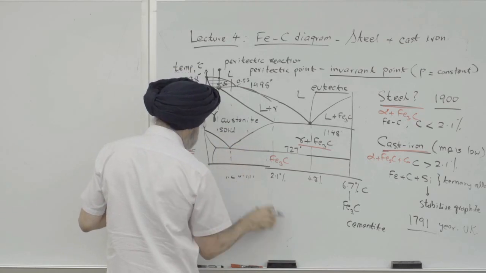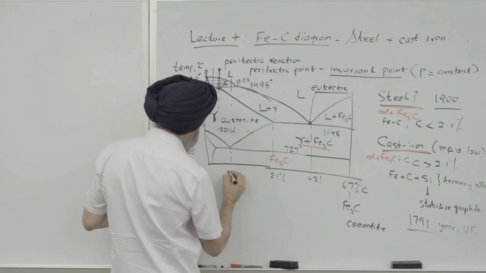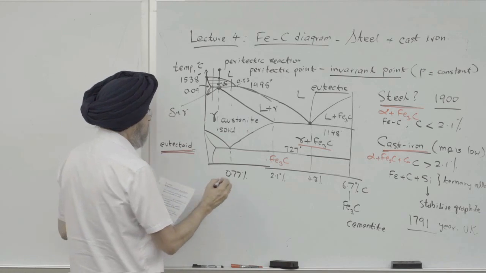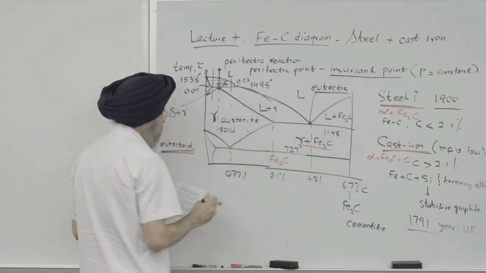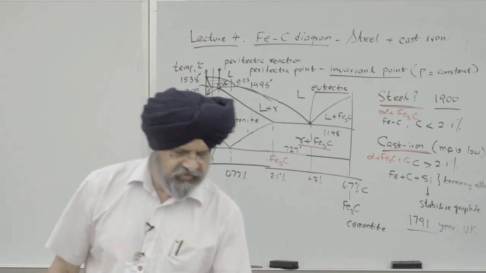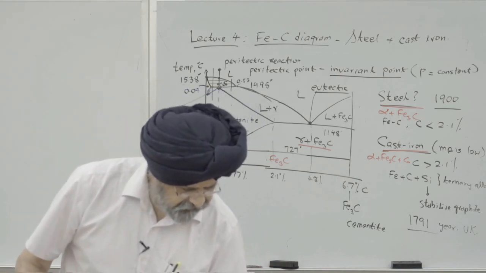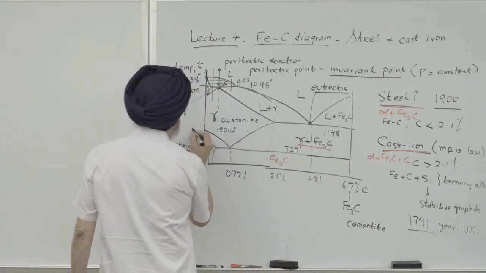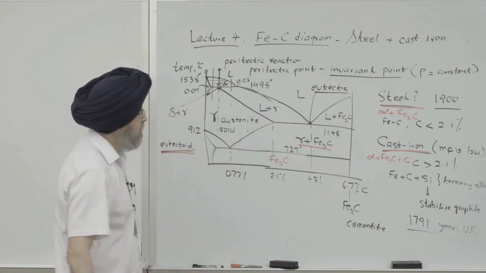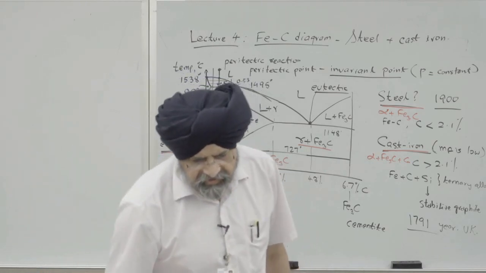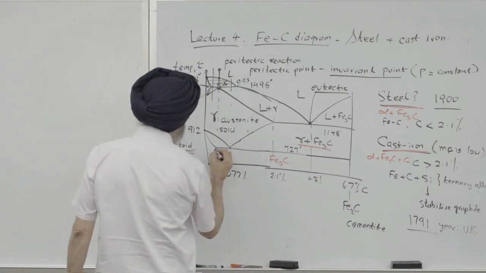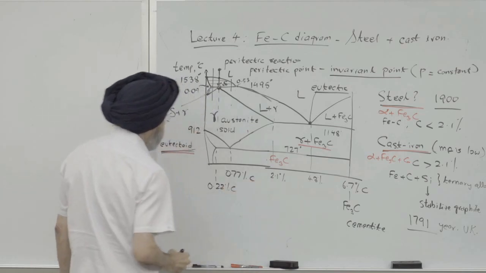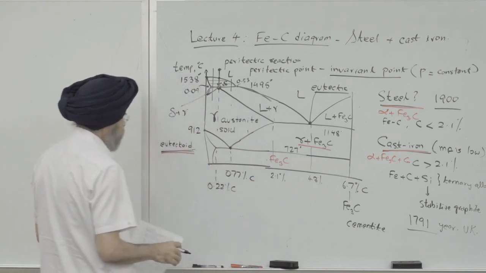So this point is 0.77% carbon. This temperature is 727, and this temperature, let me see what that is. That's 912. This is 912 degrees. One other reading I want is this composition, which is 0.22% carbon. So let's discuss this eutectoid reaction.